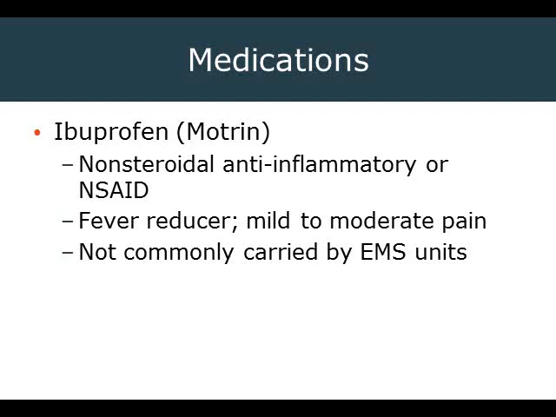Dose is generally 200 to 400 milligrams every 6 to 8 hours. Peds dose is 5 to 10 milligrams per kilogram every 6 to 8 hours. It's usually given orally, and it comes in a lot of different oral forms as well.